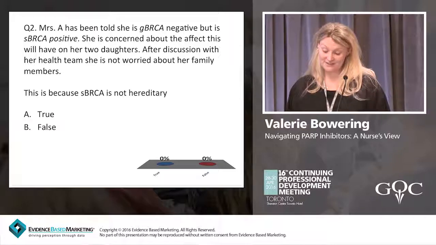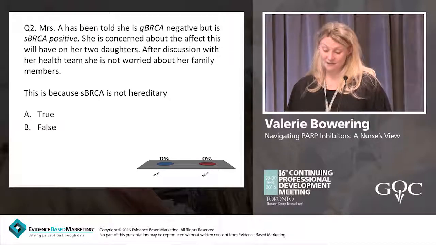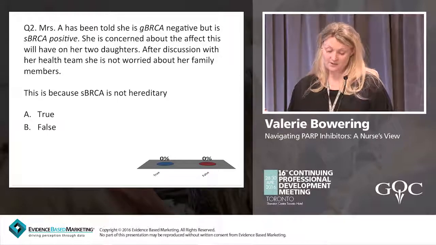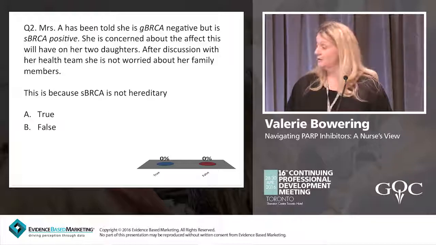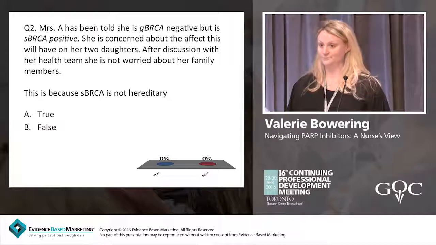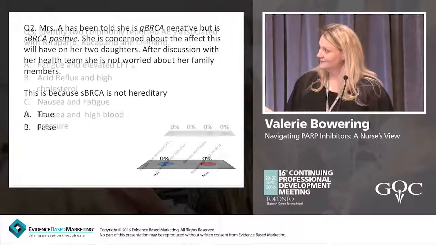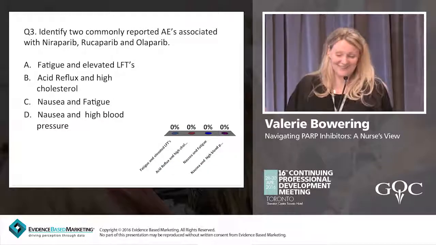Mrs. A has been told she is germline BRCA negative but somatic BRCA positive. She's concerned about the effect this will have on her two daughters. After discussion with her healthcare team, she's not worried about her family members at this point. This is because somatic BRCA is not hereditary. True or false? True. Okay. Yay! You guys know something.